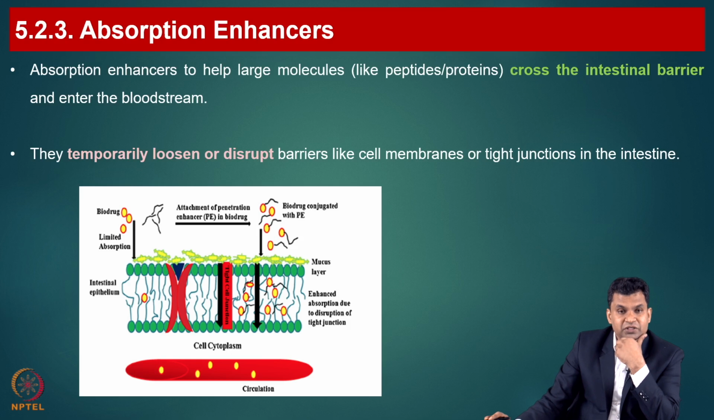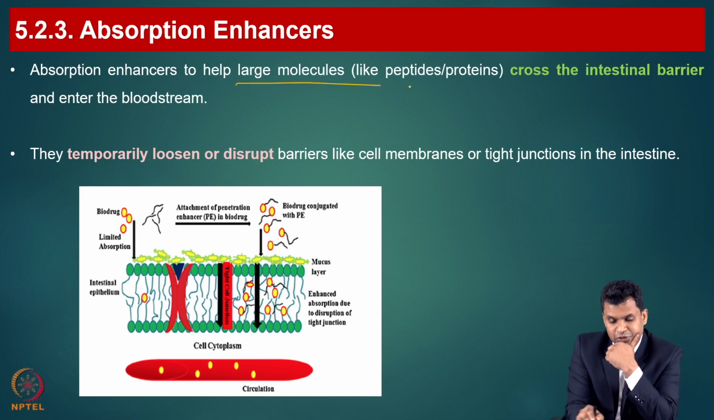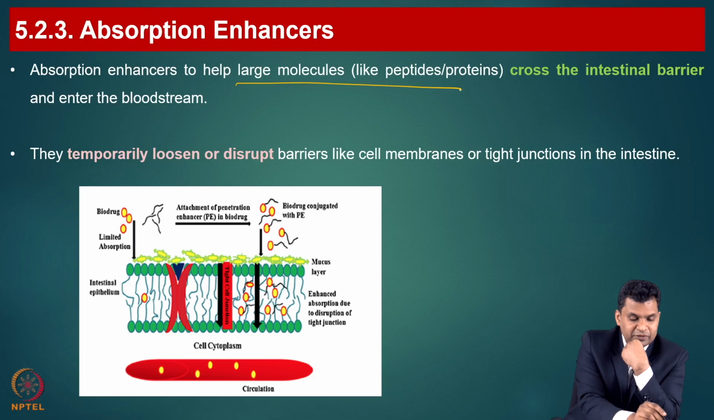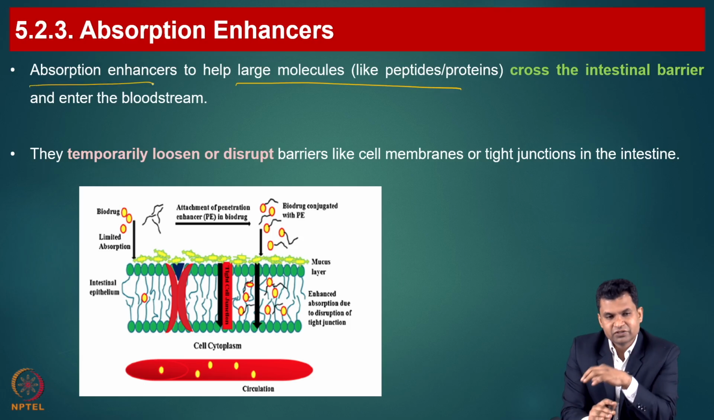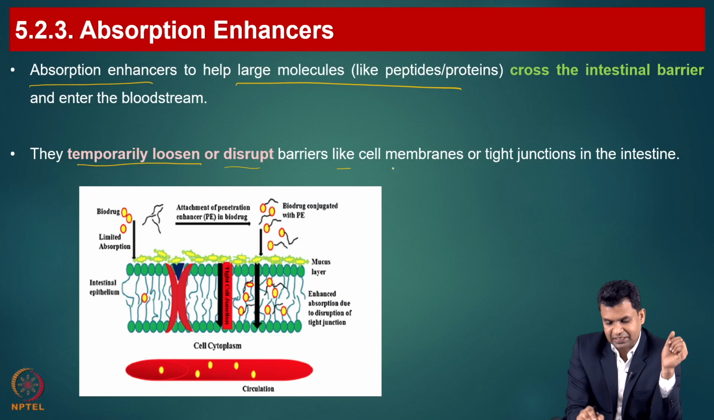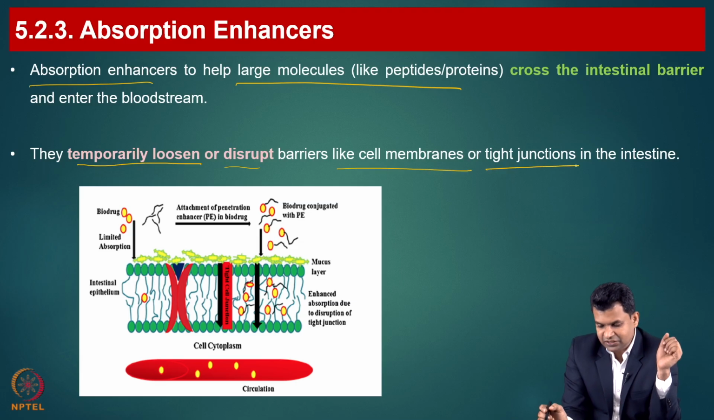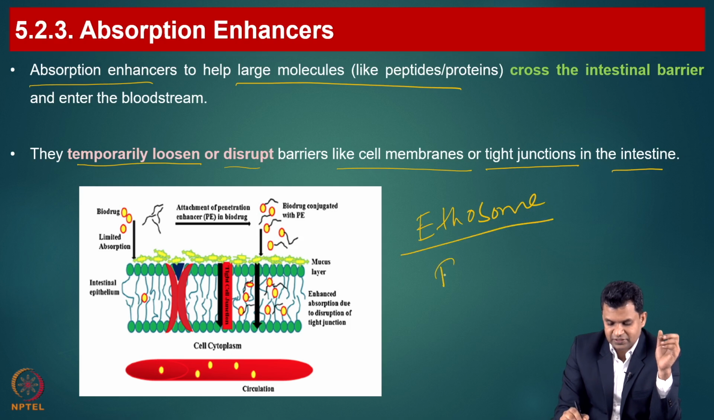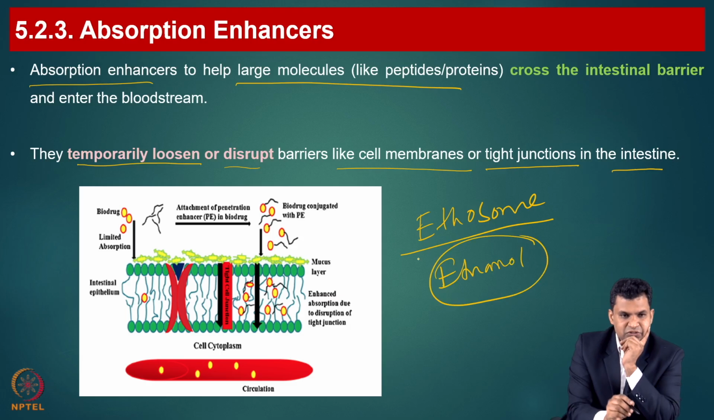The third one is absorption enhancers. As we see, large molecules cannot cross the blood brain barrier. Absorption enhancers change the cellular structures in the membranes. They may temporarily loosen or disturb barriers like cell membranes or tight junctions in the intestine. We have already discussed, in the ethosomes, various mechanisms of how ethanol will loosen the skin membranes. Similarly, here also these are the absorption enhancers.